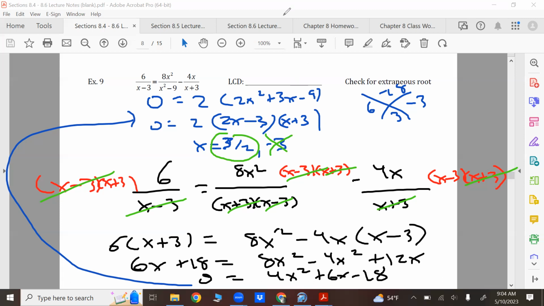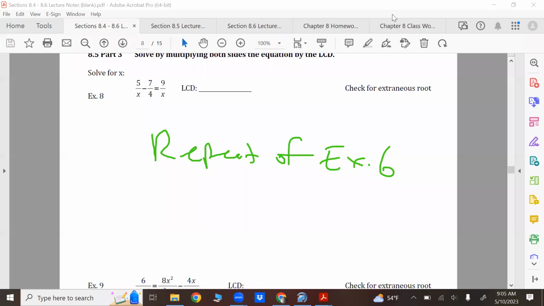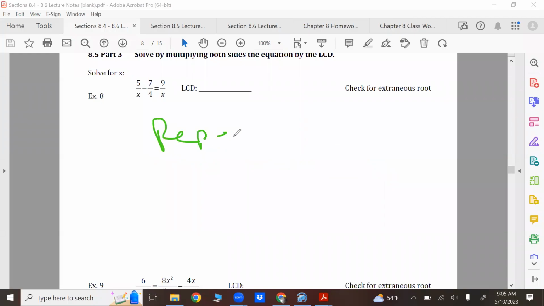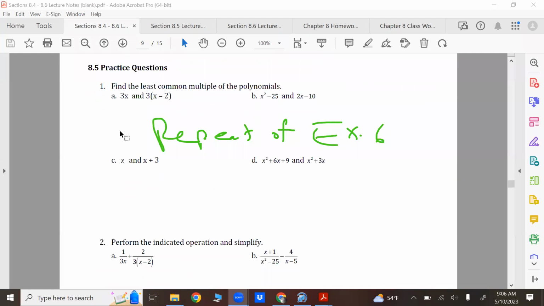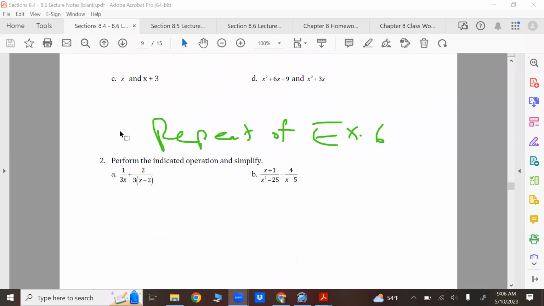Sure. Here, let me pause the video. There's like 3 more pages. I'm gonna skip some pages. Are we gonna do the class? No, that's just a review. All right. So again, we're skipping example 8 because it's a repeat of example 6. It's the next page.